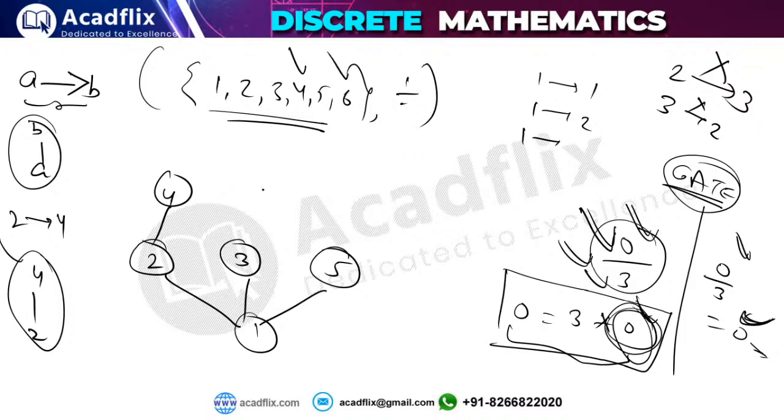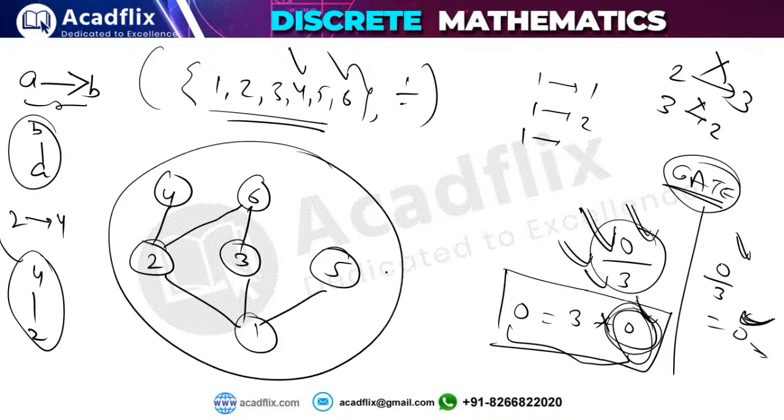Now the last element that is remaining is 6. So I can put it here, because 3 is related to 6 and 2 is related to 6. Remember, 4 is not related to 6. Similarly, 6 is not related to 4. So this is the hasse diagram that we will get.